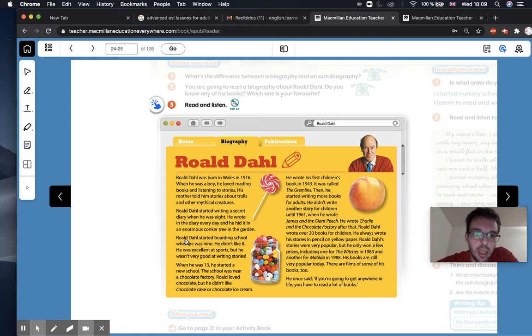Okay, let's look at some more. Roald Dahl started boarding school. Remember boarding school? Internado. He started boarding school when he was 9. Okay. And when he was an adult, he wrote many books. He says here, he started writing more books for adults. So he was writing books, writing stories. Okay. Roald Dahl. Very, very famous writer.